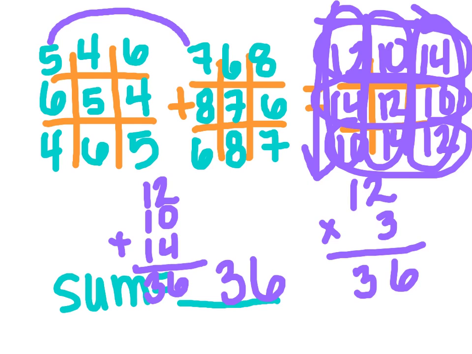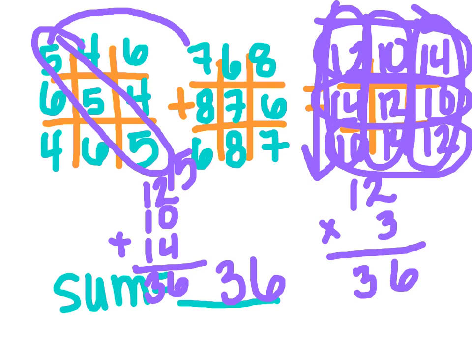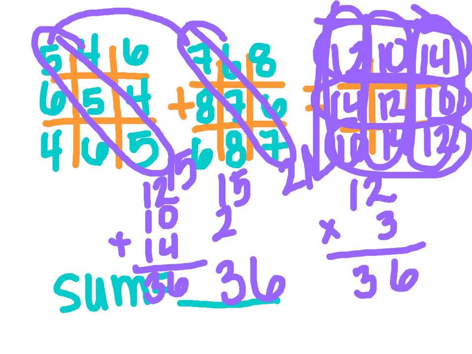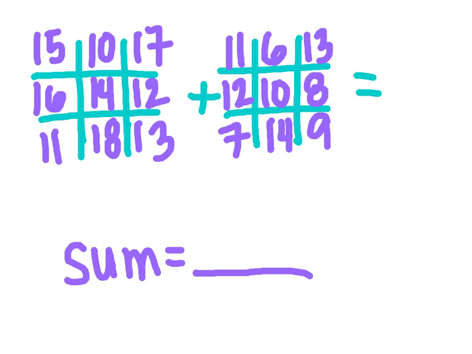I could also check my answers by adding this sum, which is 15, plus the sum of this square, which is 21. And I know that 15 plus 21 equals 36. So it's clear that the sum of these magic squares is 36.